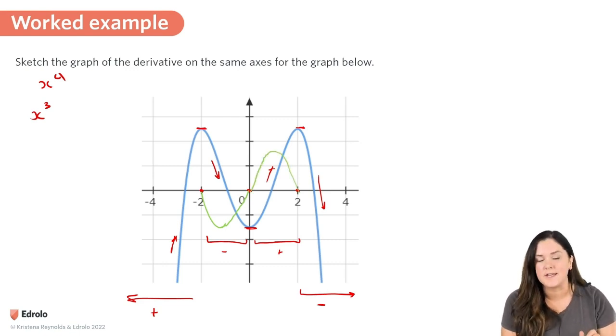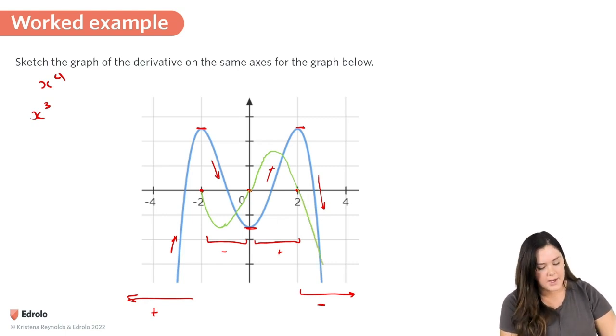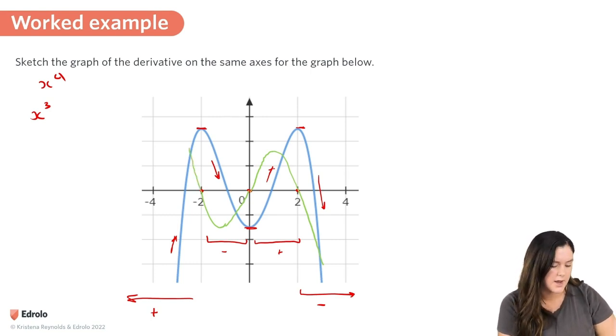From 2 onwards, it is a negative gradient. So we continue that line downwards. And then on the left-hand side there, from -infinity to -2, we have positive gradient. So we can extend that line upwards.